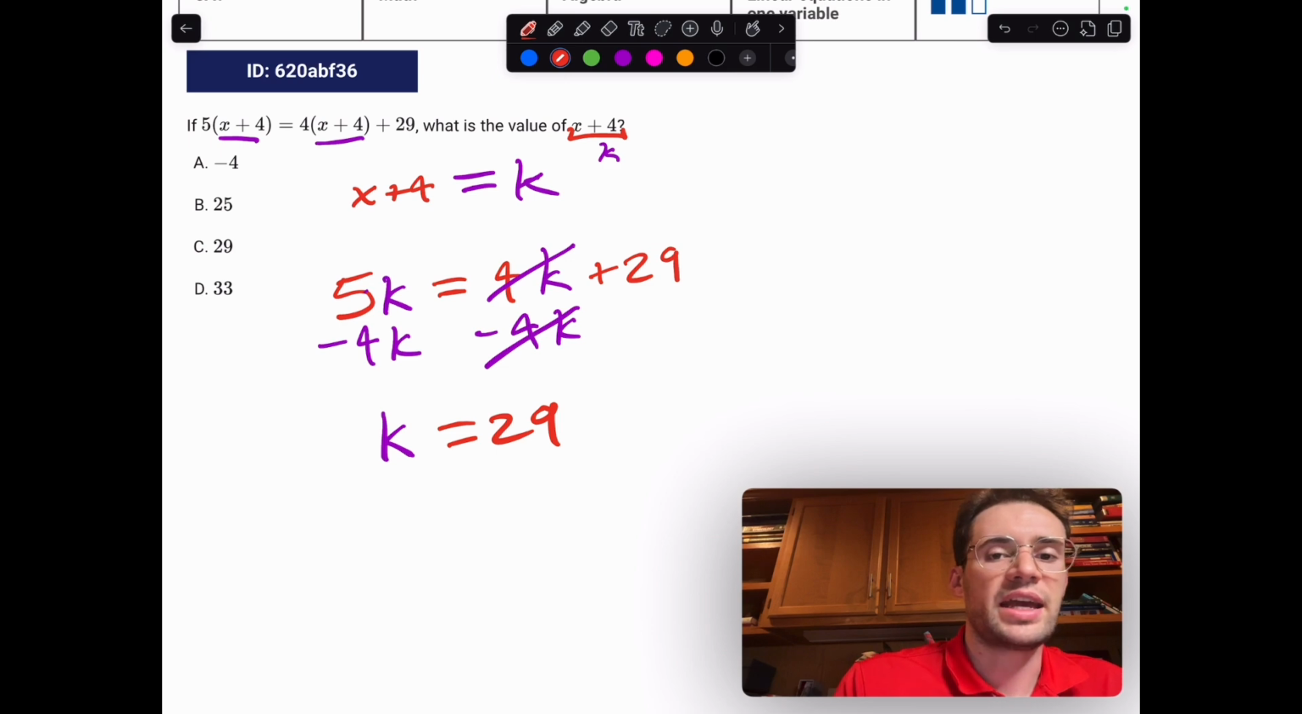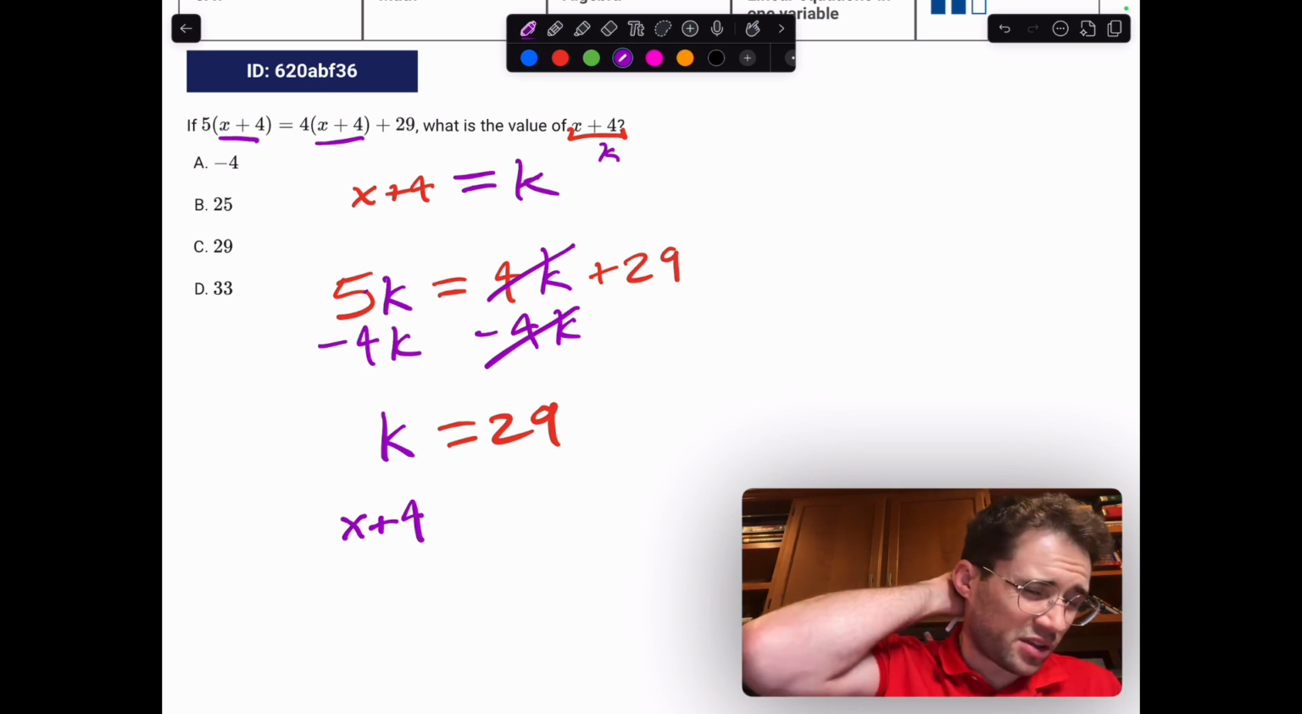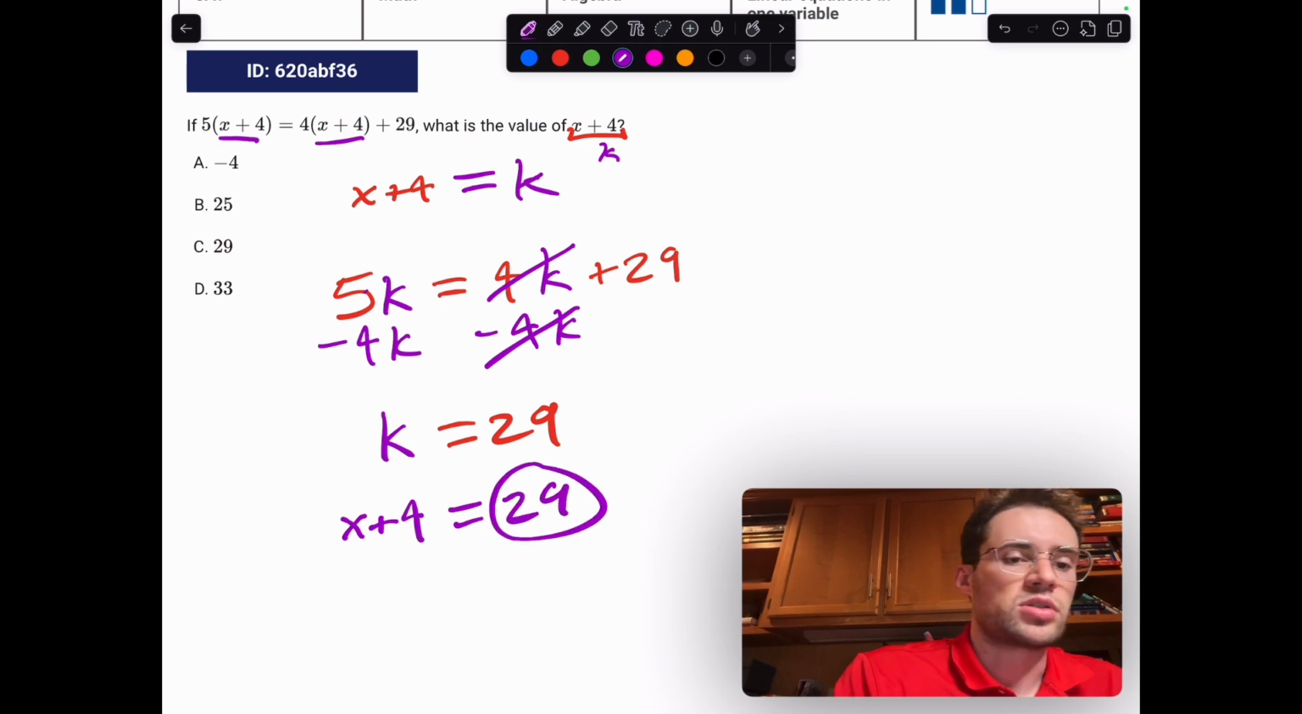Which again, we said k is x plus 4. That's why I made that. You can make it any variable, right? You can make it y if you want. I'm using stuff other than y, so I'm not making people think it's a linear equation. But x plus 4 is equal to 29, which would be our answer.